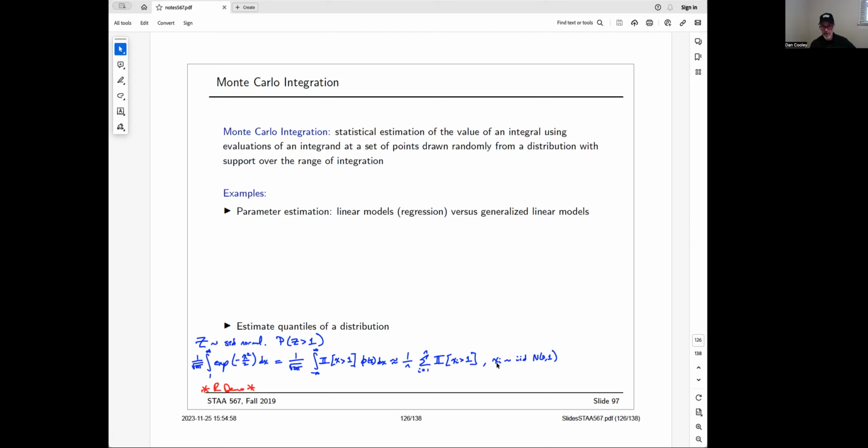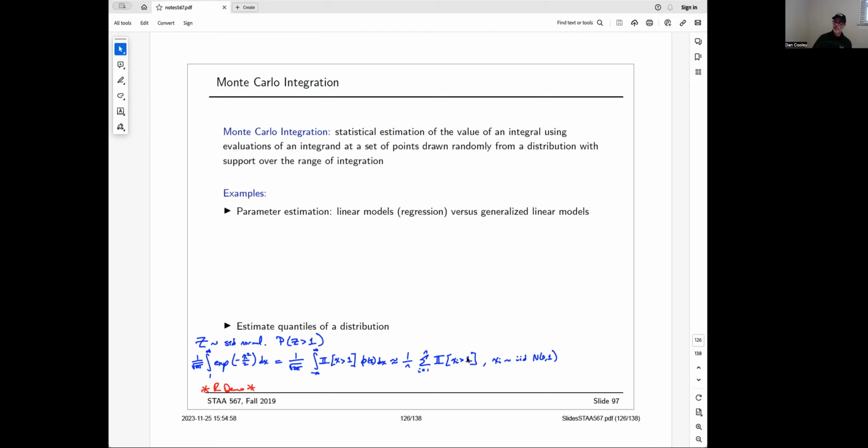I'm going to draw the xi's to be standard normals. This indicator function returns 1 if it's true and returns 0 if it's not. So every time xi is greater than 1, this will return a 1. I'm going to sum them up, and I'm going to divide by the total number of draws. This is our sample proportion.